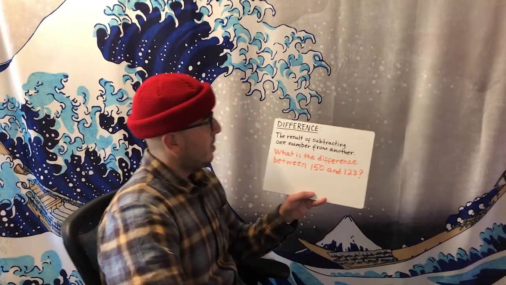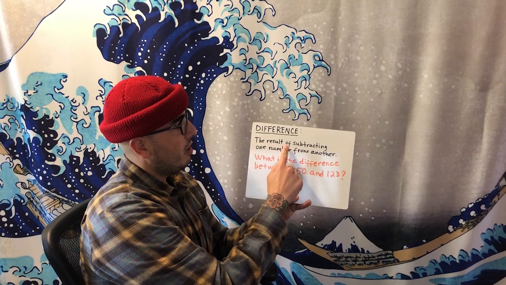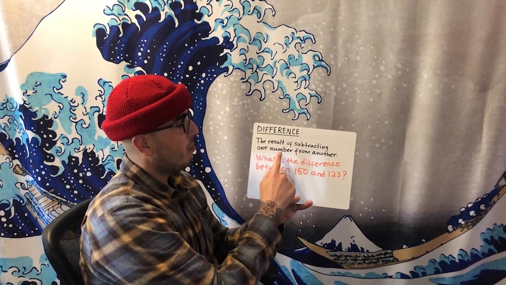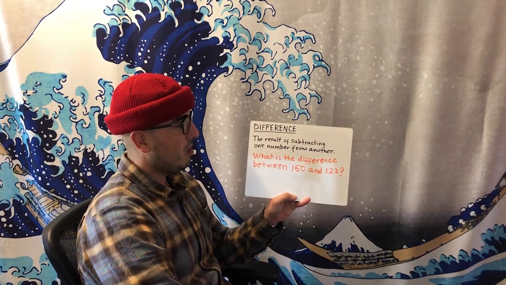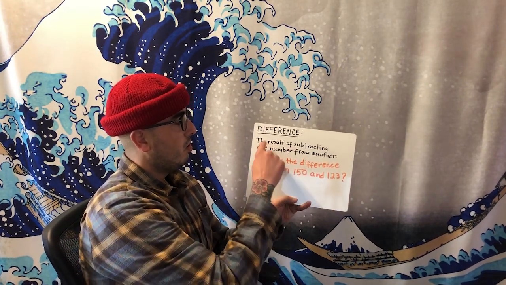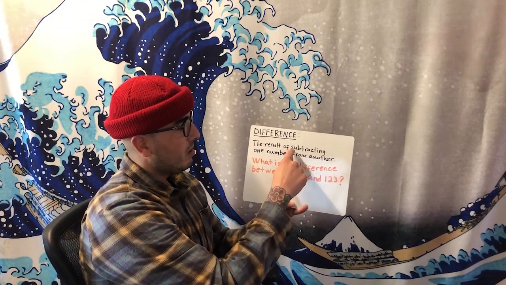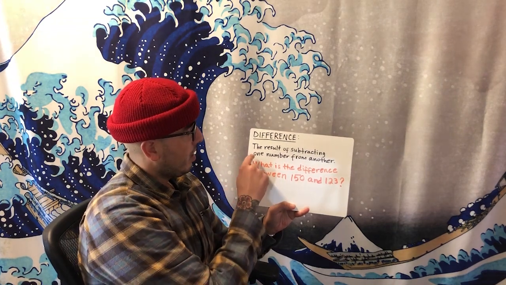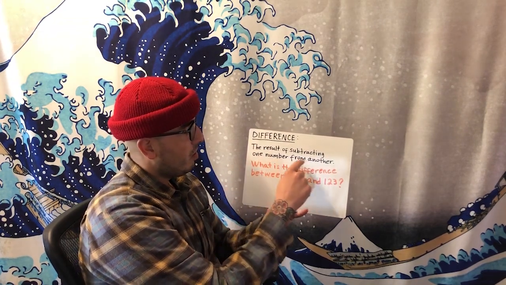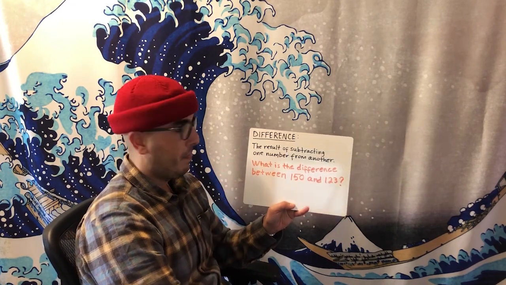Okay, so here. The difference is the result of subtracting one number from another. All right? Are you with me so far? So the result is the answer, and subtracting means minus, and one number from another, so between two numbers. Okay?